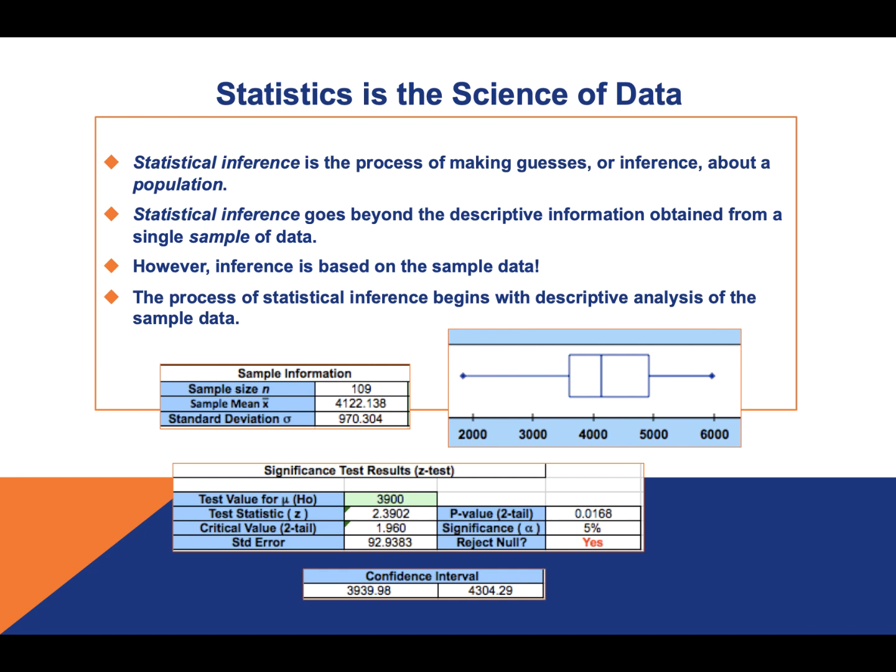Later in our program, we'll use statistical inference, which is different than simple descriptive statistics. Statistical inference is a process of making guesses or inference about an entire population. Statistical inference, therefore, goes well beyond the descriptive information obtained from a single sample of data. However, all inference is based on that sample data. So the process of statistical inference should begin with a descriptive analysis of the sample data.